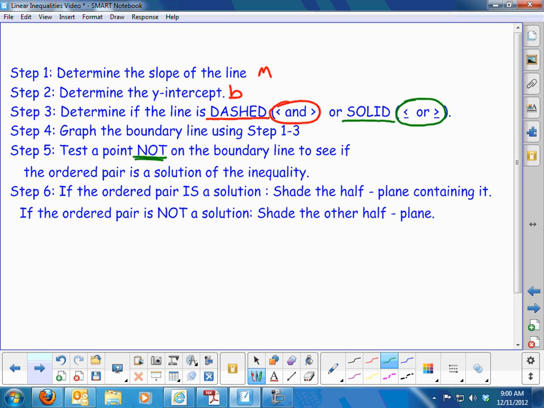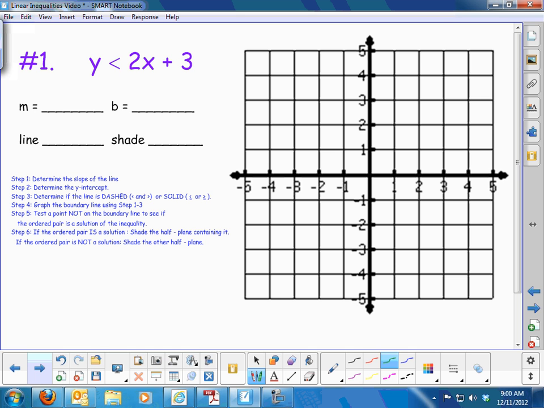How about an example? Make sure you have all of this written down in your journal and then move on to the example. y is less than 2x plus 3. I'm going to determine what my M is. I look up here and I realize that my M is 2. I'm going to find what my B is. My B is 3. What type of line do I have? Do I have a dashed line or a solid line? Well, right here it tells me that dashed is for less than or greater than. So my line is dashed.